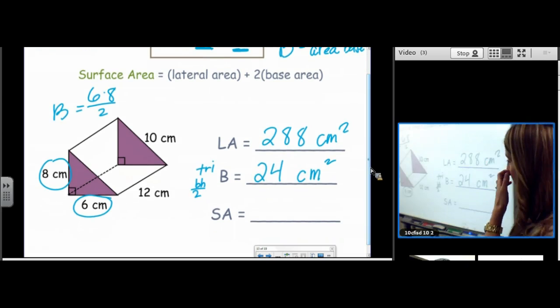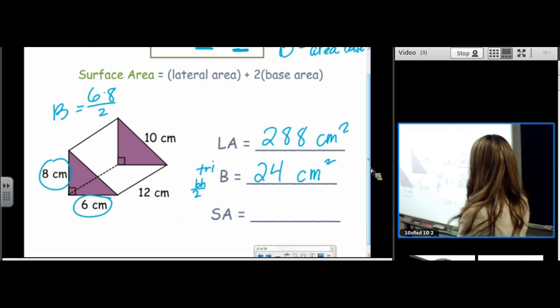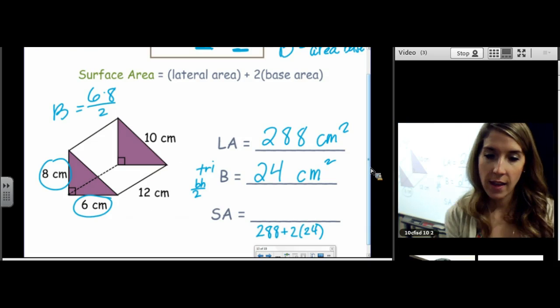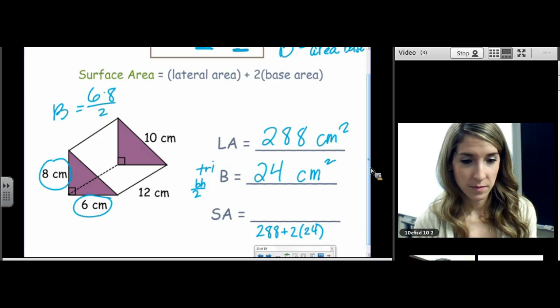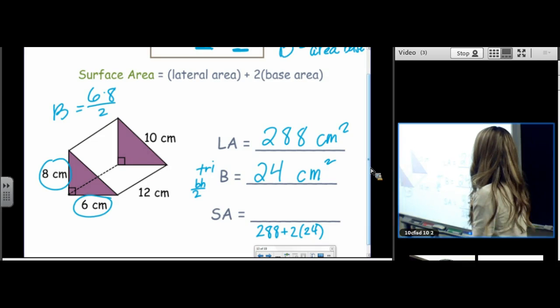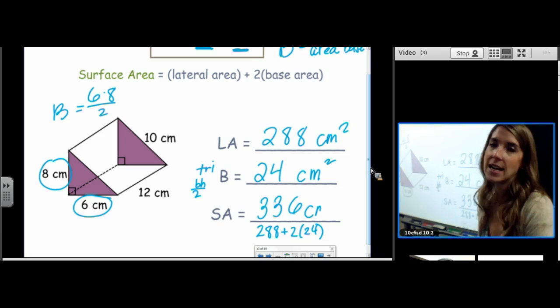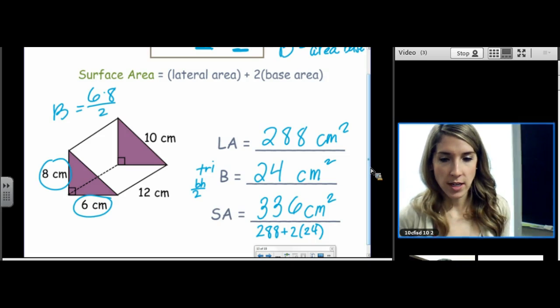And the total surface area. The total surface area is LA plus 2B. LA plus 2B, because there's 2 bases. Final answer. 336 centimeters squared. So if we needed to paint that entire figure, we would be covering 336 square centimeters.